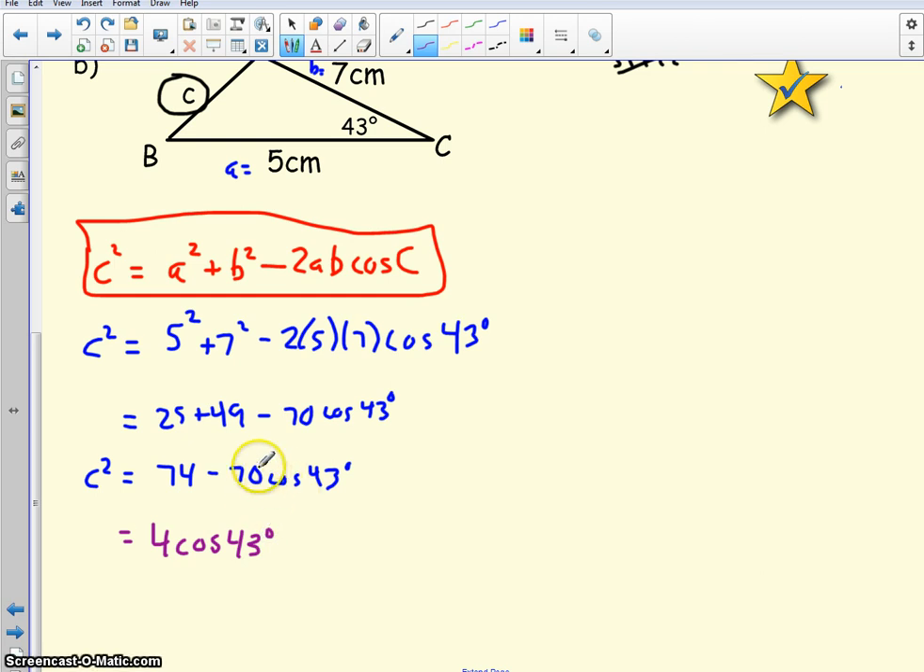Remember that this right here is 70 times the cosine of 43, so it's 70 times a number, times a ratio. Following your order of operations, your BEDMAS from grade 9 and earlier, the multiplication has to happen first. So this is not correct. You'd have to do 70 times cos 43 first and then subtract it from 74. Just keep that in mind when you're working through it, because that's a really common mistake I see. So at this point now, we're trying to solve. Remember, this is all equal to c squared, so you have to get our answer by taking the square root of both sides of the equation.